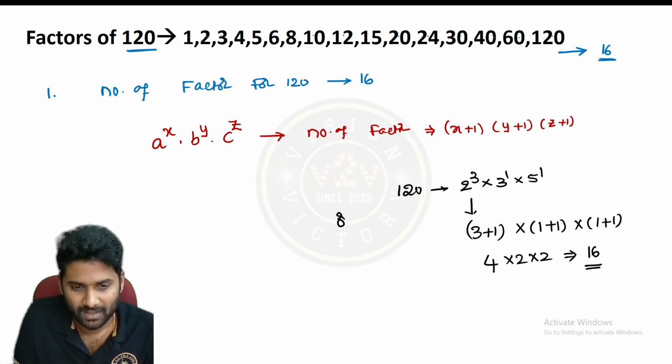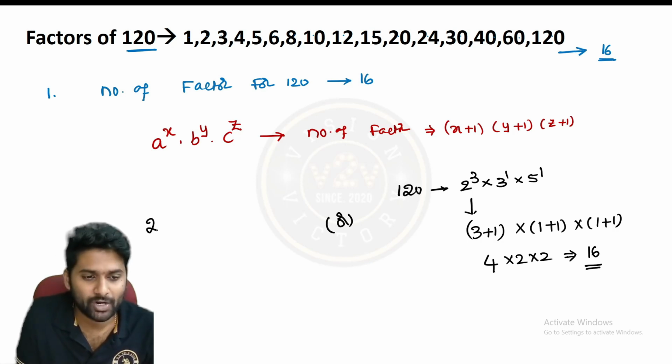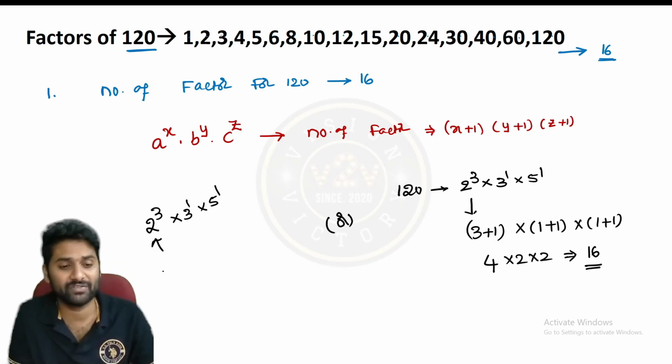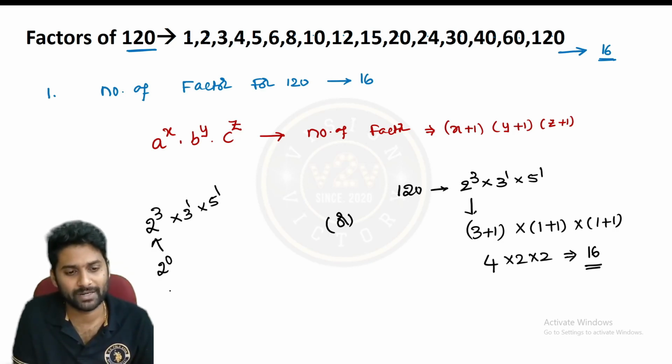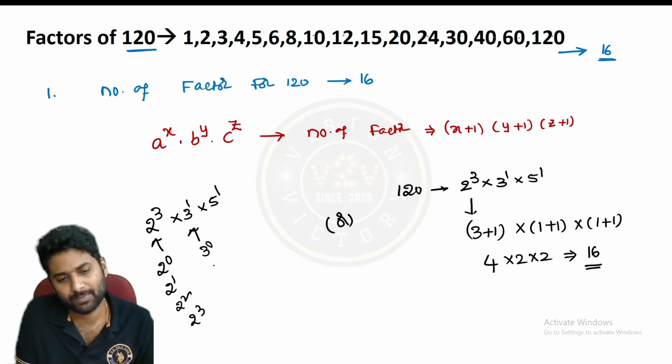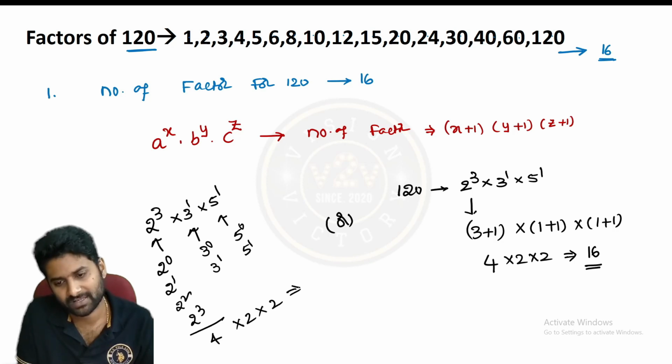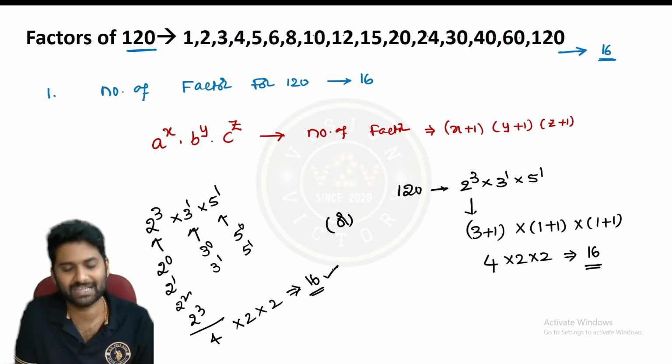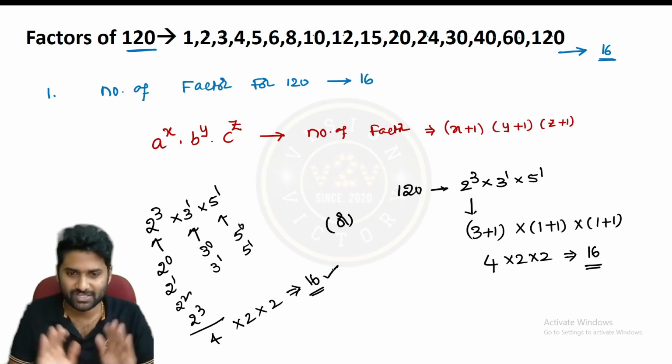Or go through the definition. According to the definition, guys, if you forgot the formula, what is the approach? Now 2 cube is divisible by which numbers? 2 cube is exactly divisible by 2 power 0, 2 power 1, 2 square and 2 cube. And 3 power 1 is divisible by 3 power 0 and 3 power 1. 5 power 1 is divisible by 5 power 0 and 5 power 1. Here see, 4 factors, 2 factors and 2 factors. Now the total number of factors is exactly equal to 16. So this is question number 1.